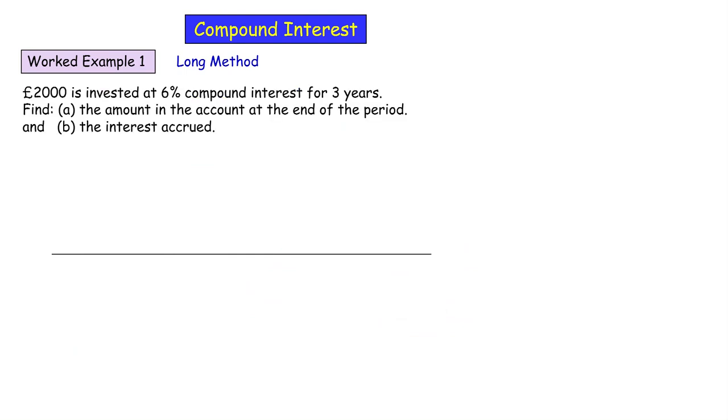So we're looking at example 1. £2,000 invested at 6% for 3 years. Find the amount at the end of the period and the interest then. So if we look at this then, say after 1 year, we had £2,000 and we earned some interest, so 6% of the 2,000. So that's going to be equal to 2,000 plus, to find 6%, you do 6 divided by 100 times 2,000. If you plug that in our calculator, that's going to give us an amount of 2,000 plus 120, so that'll be £2,120 at the end of the first year.